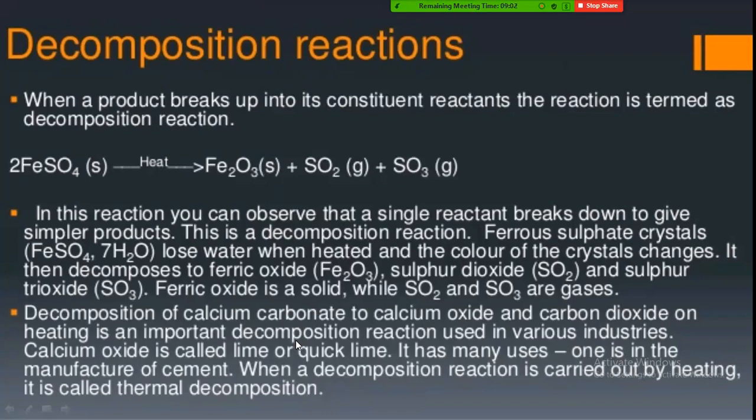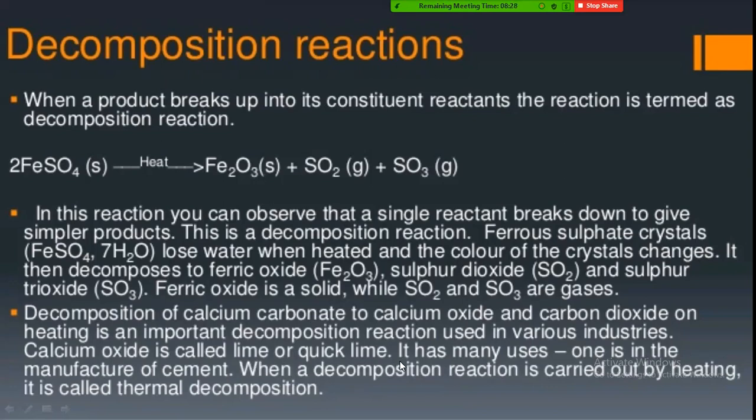Calcium carbonate, CaCO3, to calcium oxide and carbon dioxide on heating is an important decomposition reaction used in various industries. अभी इससे पहले वाला रिएक्शन हमने देखा था कॉम्बिनेशन, जिसमें एग्जांपल था कि quick lime when reacts with carbon dioxide forms calcium carbonate. जबकि यहाँ पे उल्टा है उसका, that is decomposition. Calcium carbonate when heated up gives calcium oxide and carbon dioxide. Calcium oxide is called lime or quick lime. It has many uses. One is in the manufacture of cement.